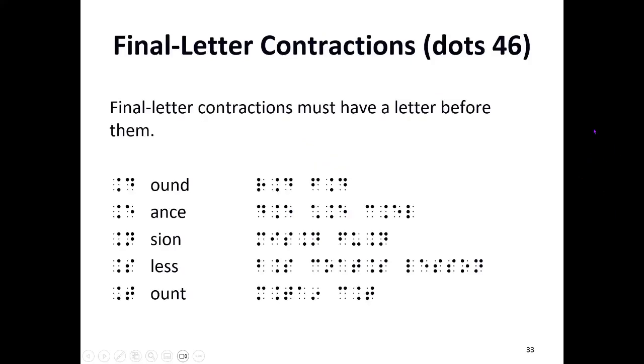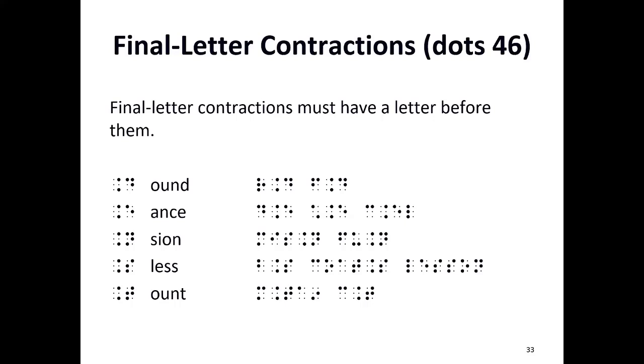And then there is a group of final letter contractions. Just like the previous contractions use the first letter of the groups of letters that they stand for, final letter contractions use the last letter of the group of letters that they stand for. These are always just letters. They're not words. So they must have a letter before them. They can't be in the beginning of a word. They can be in the middle or at the end.